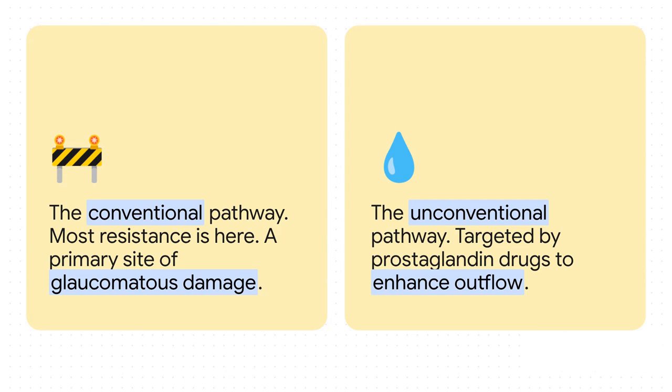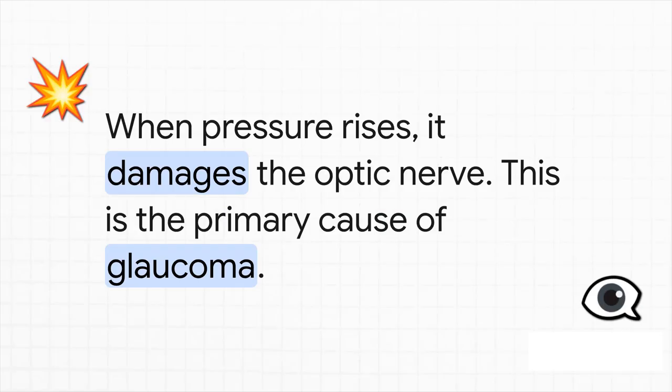Now, the body is clever. It actually has a backup drain. The main one, that trabecular pathway we've been talking about, handles about 80 to 90% of the outflow. But there's a secondary route, the uveoscleral pathway, that handles the rest. What's so fascinating is that different glaucoma treatments target these different pathways. Surgeries often aim to physically clear out the main drain, while certain eye drops work by propping open this alternate overflow route. So why does any of this matter?